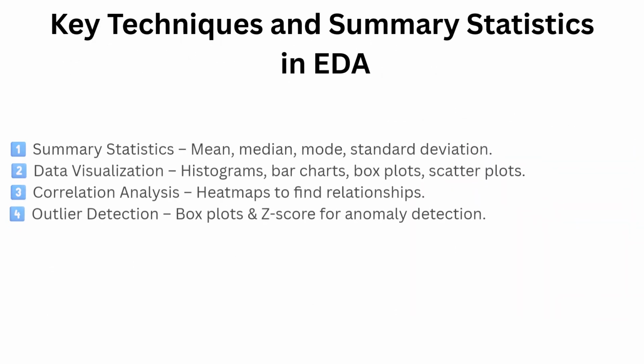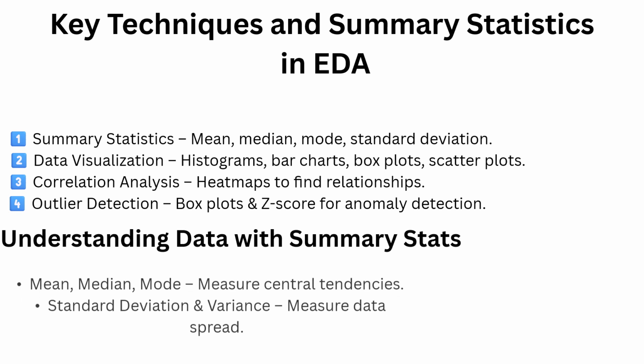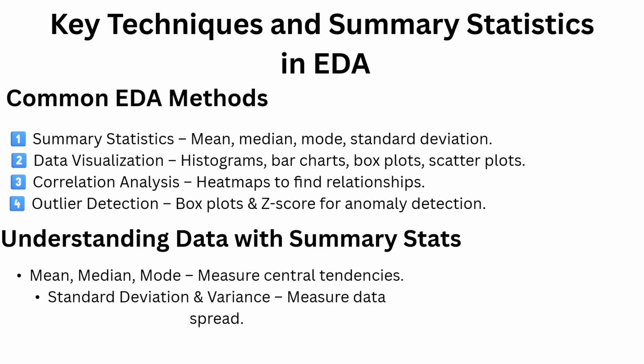Let's go step by step through the most common EDA techniques. First is summary statistics. Summary statistics is understanding the data with basic stats. It is mean, median, mode, which give the central tendencies, then standard deviation and variance, which show how spread out the data is. For example, Netflix checking the average movie rating per genre.